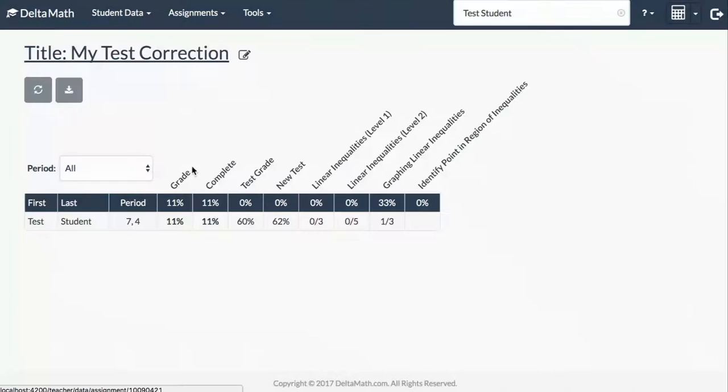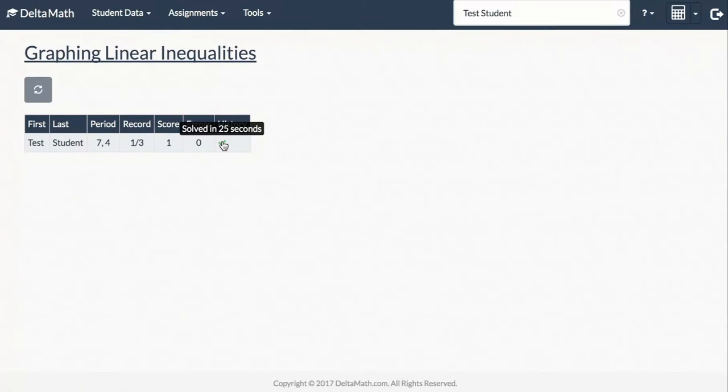if we look at the test correction, we can see their new test score, we can see their completion, we can see how many points they lost on each, and they didn't lose any points on here. We can go here, we can see that it took them 25 seconds. So that sums up test corrections.